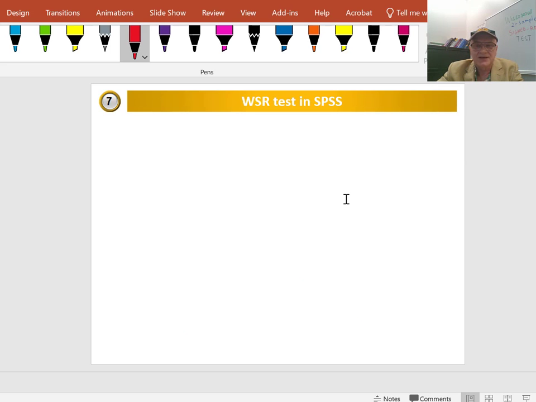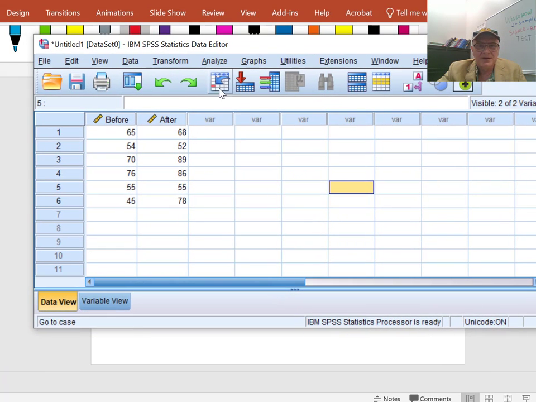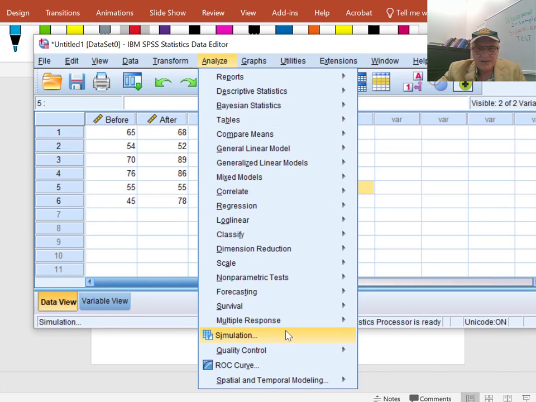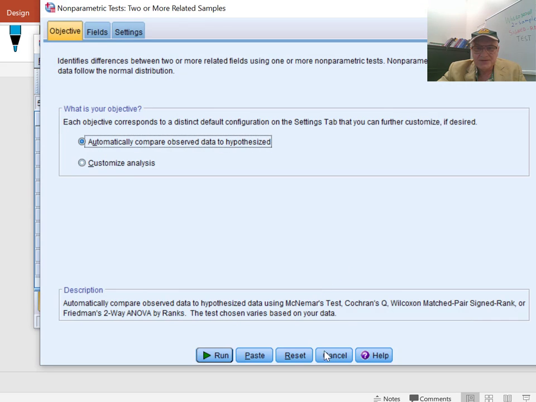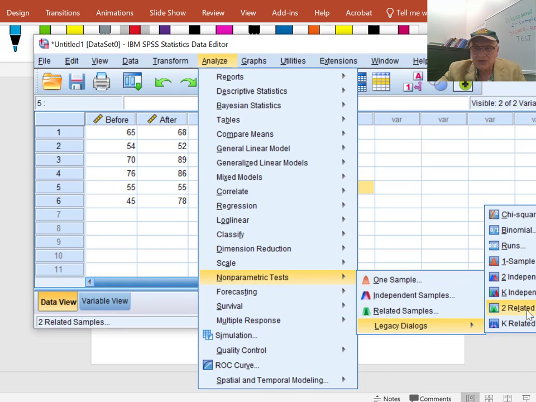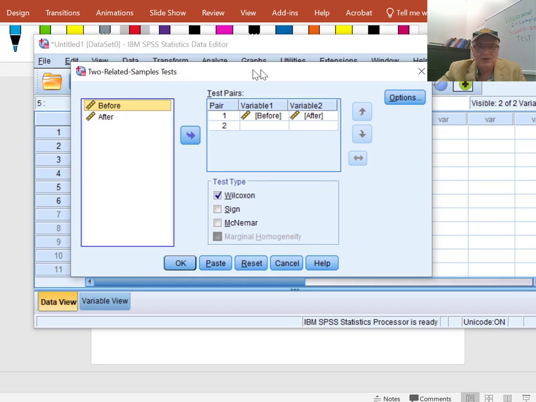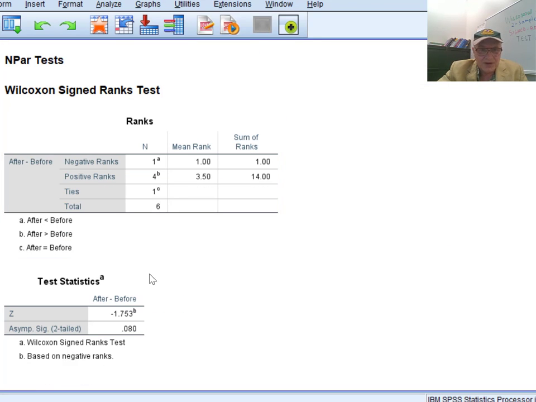Now the Wilcoxon signed rank test in SPSS. Let's see how we are going to do this. We enter our data in two columns, before and after. Then we go to the Analyze menu and select nonparametric tests, then related samples, or we can choose Analyze, nonparametric tests, legacy dialogs, and two related samples. SPSS will automatically assume that we want to apply the Wilcoxon test. Then we select the data before and after and click the OK button. What we're looking for here is nothing else but the p-value.